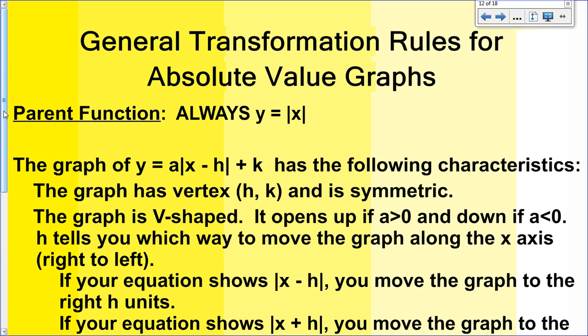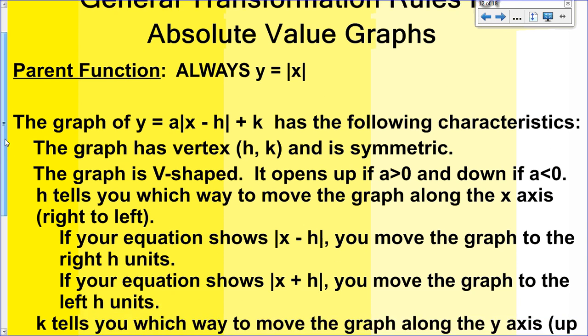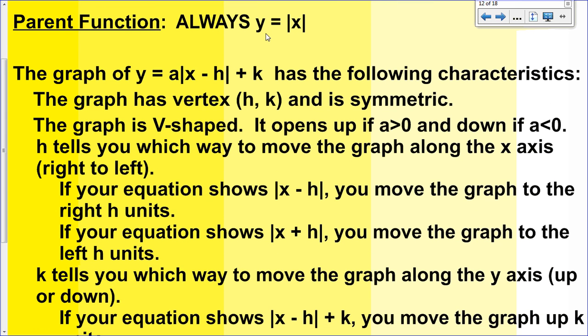Here are some general rules, and it's basically going to summarize almost everything we just went through. Your parent function is always y equals the absolute value of x. The graph of y equals a times the absolute value of x minus h, plus k has the following characteristics. The graph has a vertex of h comma k and is symmetric. That means the point of the V is going to be whatever number's here for h, and just be careful with the subtraction sign, and then whatever value you have for k.